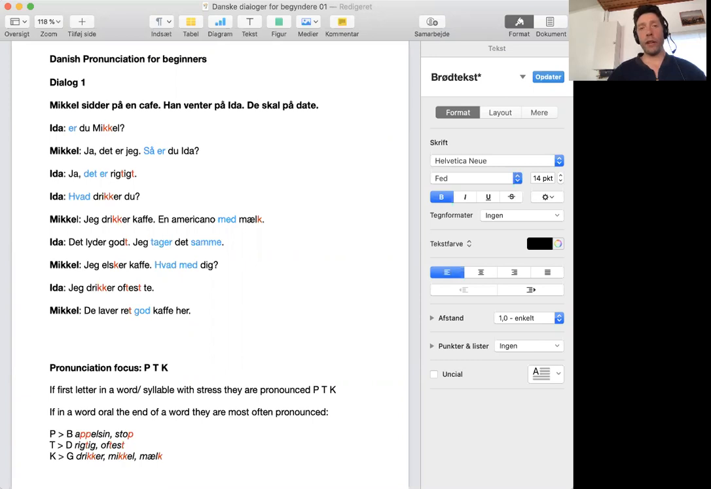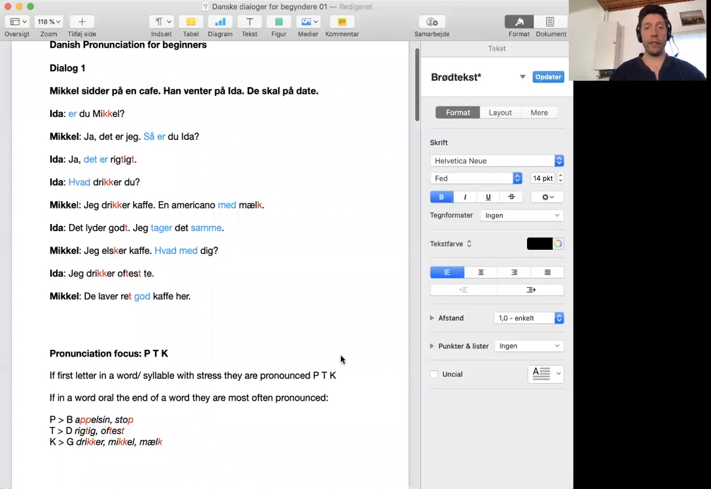Some of the words I've marked with a blue color. Those are words that I would like you to pay special attention to. The letters marked with red are connected to the pronunciation focus of this video, and the pronunciation focus in this video is P, T, and K. P, T, or K.